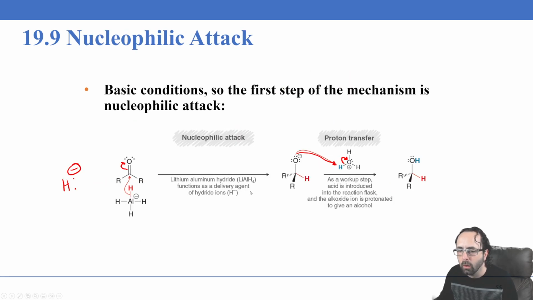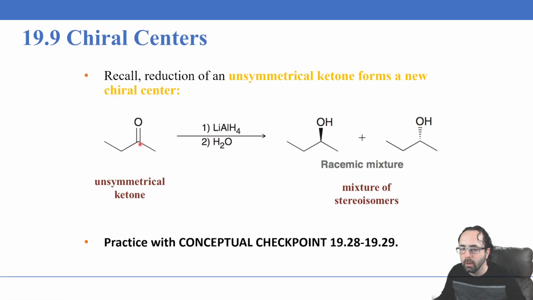Remember, if for example these two groups here are different groups, this will produce a chiral carbon. And so note that we're going through the unsymmetric ketone here that is flat, and so it's equally likely to be attacked from either side by the hydride nucleophile. And because of its flat, trigonal planar shape, in terms of stereochemistry, you're going to get a racemic mixture of products here.